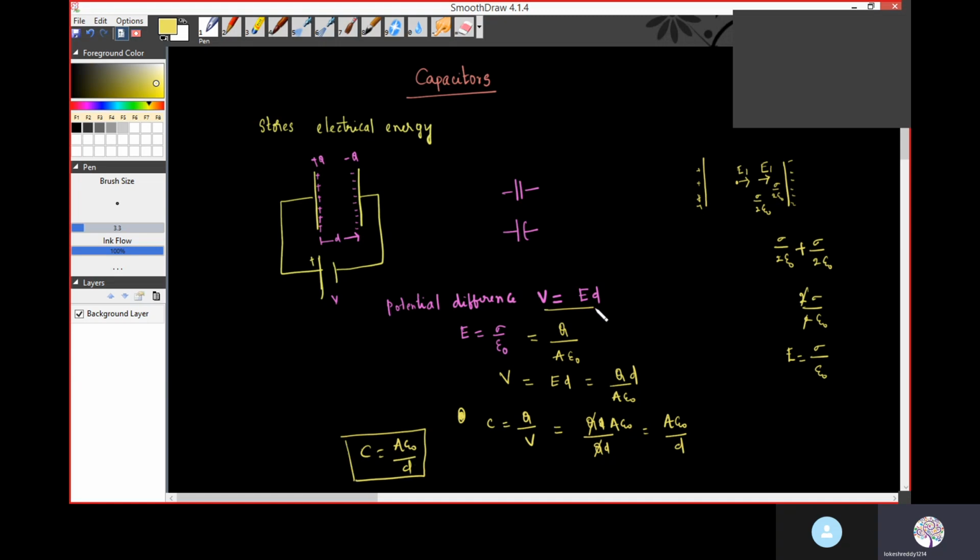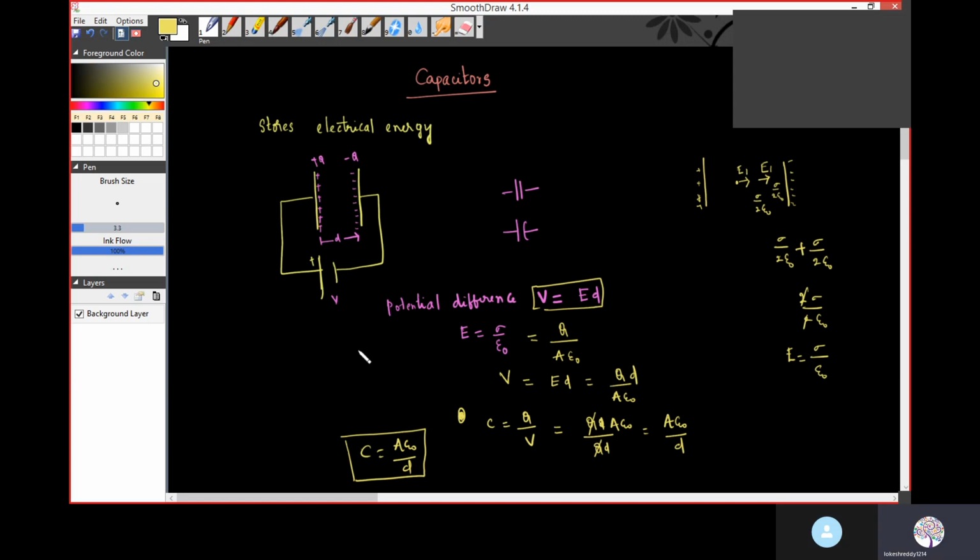What we did: V is equal to E D. We substituted sigma by epsilon naught, so we calculated Q D by A epsilon naught. We substituted in C is equal to Q by V. You'll get C is equal to A epsilon naught by D.